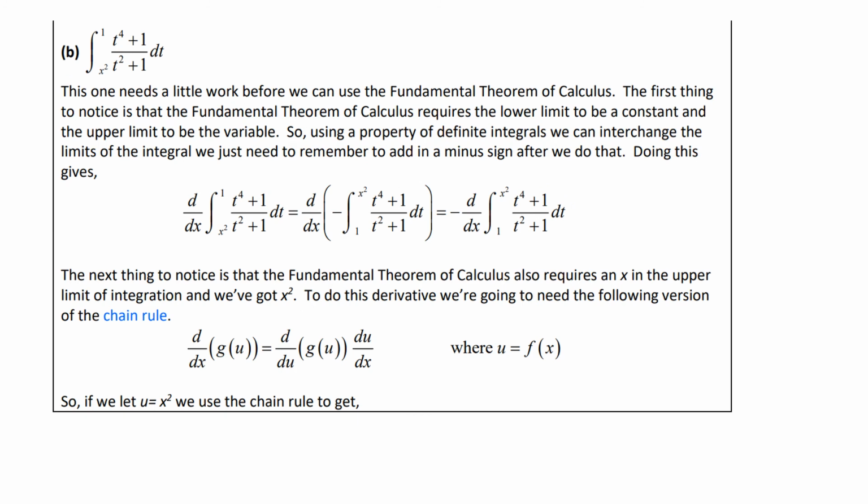The second one is more involved. We're taking the derivative of this, but you see the theorem only had this at the top, the function of x, and so I'm going to use the property where I change the order of the integration and make that a minus, and I pull the minus through the derivative sign. But the next thing to notice is that the fundamental theorem of calculus, as we've talked about, requires an x in the upper limit of integration, so we got x squared. So to do this derivative, we're going to need a chain rule, and we're going to let u be x squared, and we're going to use the chain rule. So think about this as going from x to x squared and then x squared to this integral.